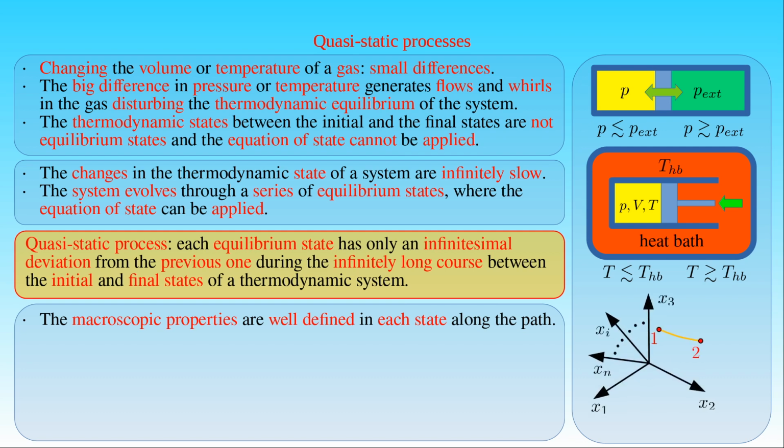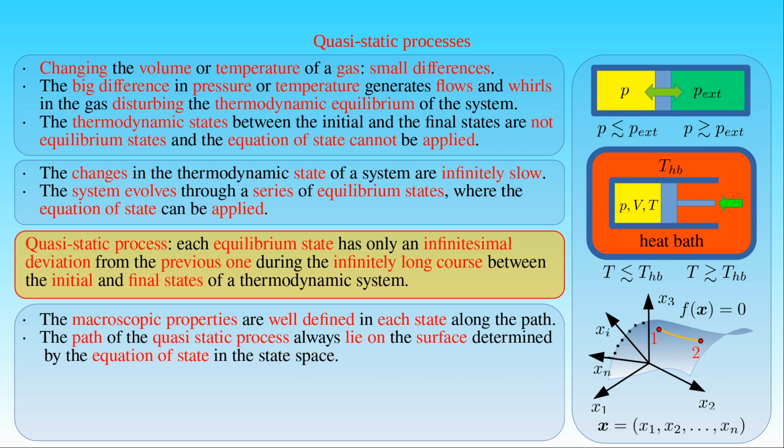The equation of state can also be used to determine the functional relationship between the state variables describing macroscopic properties along the path of the equilibrium states. The path of a quasi-static process always lies on the surface determined by the equation of state in the state space. Here the equation stating that f(x) is equal to 0 represents an arbitrary equation of state, which depends on the state vector x of the system. This equation determines an n-1 dimensional hypersurface in the n-dimensional state space.